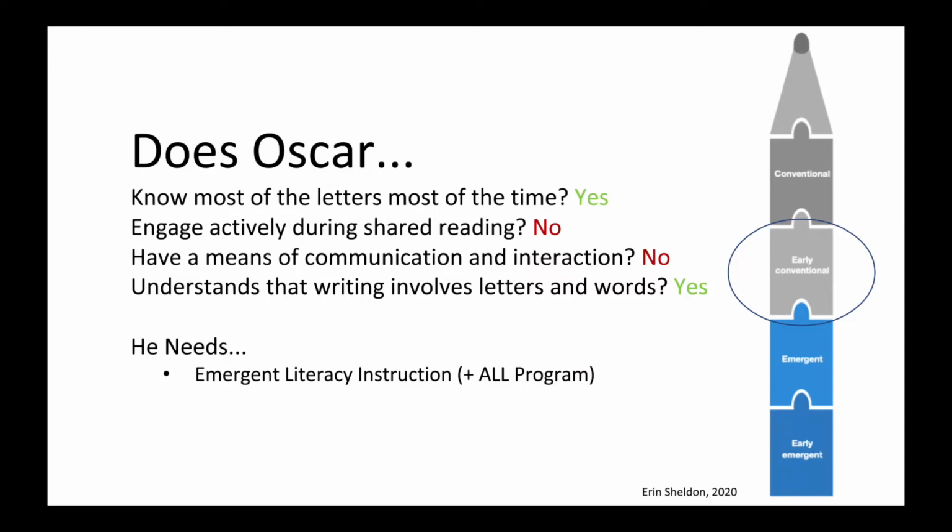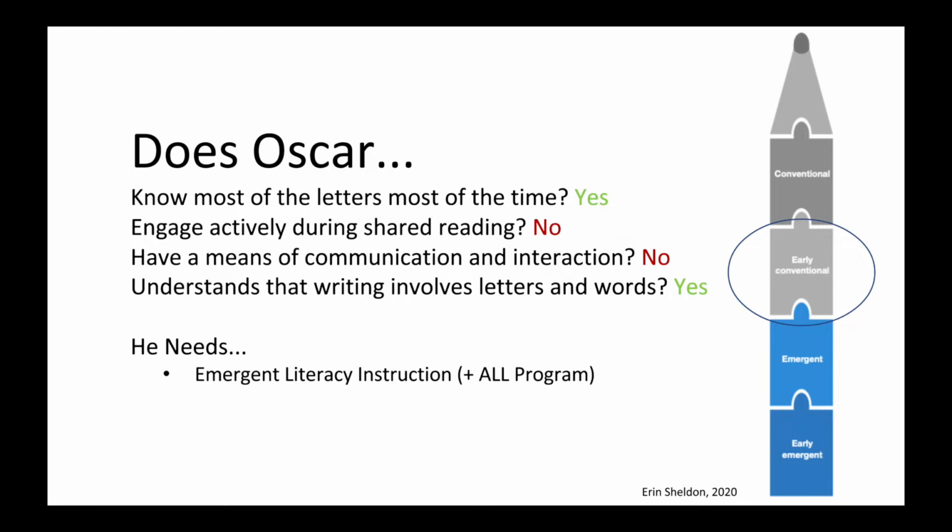So, is Oscar emergent or is he conventional? And is the ALL program appropriate for him? Well, he does know most of his letters most of the time. We'll give him a yes on that one. But he doesn't engage actively in shared reading and doesn't really have a means of communication and interaction yet. He does understand that writing involves letters and words. So this puts him at the late emergent, early conventional level. He's not quite conventional yet, but he's on the cusp. He's in that gray area.